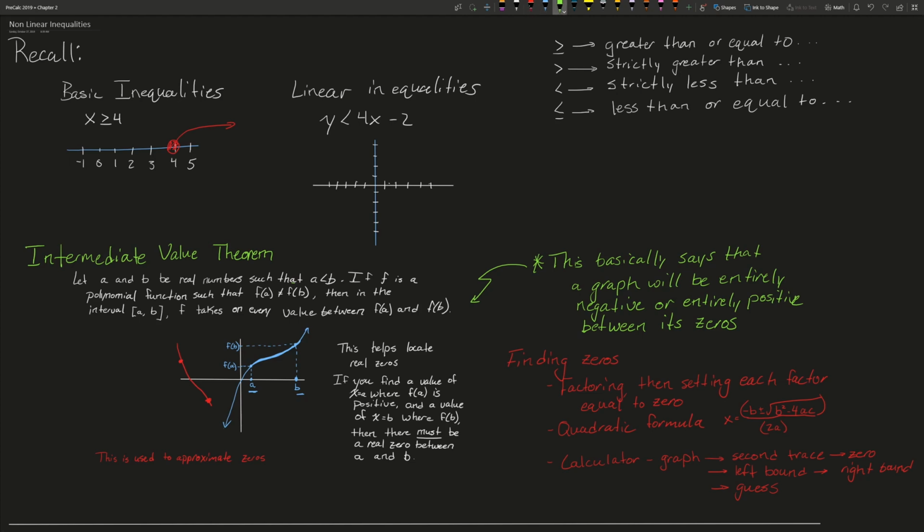The next thing to recall are linear inequalities. So in this case, we have y is less than 4x minus 2. What this means is that first, we must graph our line 4x minus 2. So we plot our y-intercept, and then we have a slope of positive 4. The less than sign means that it cannot be on the line, so we're going to have a dotted line. And then we would shade the region below because y has to be less than that line.